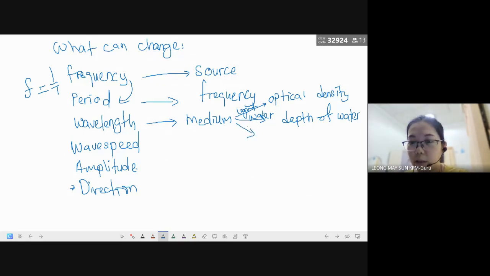Okay, then if you're talking about sound, then it would be the air's density or the temperature.